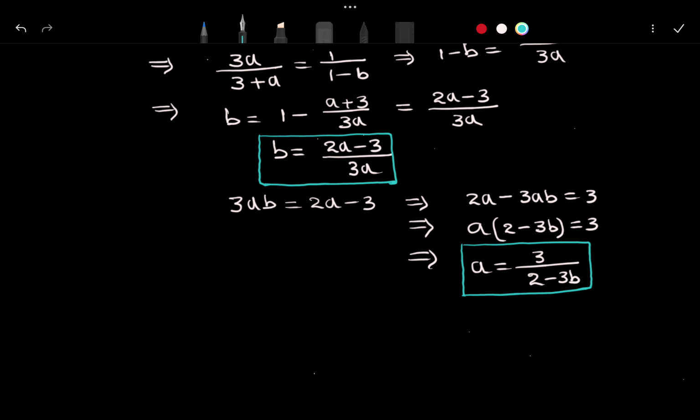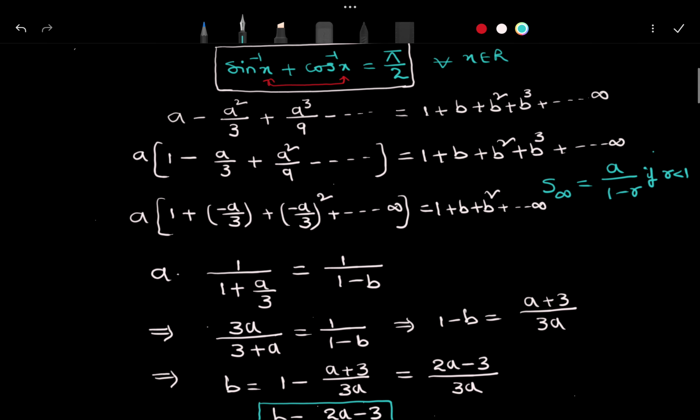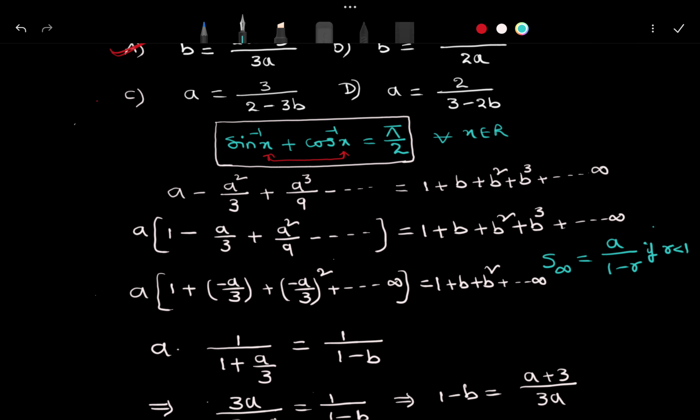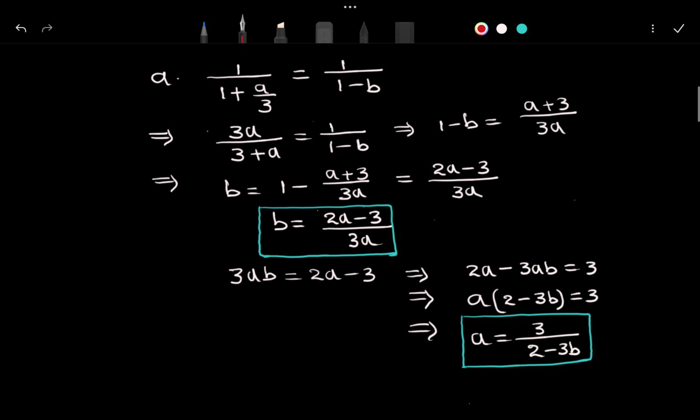So this is the next one. All of you see the given options. What is the next one? Here the right answer will be C. a is equal to 3 by 2 minus 3b is the correct answer.